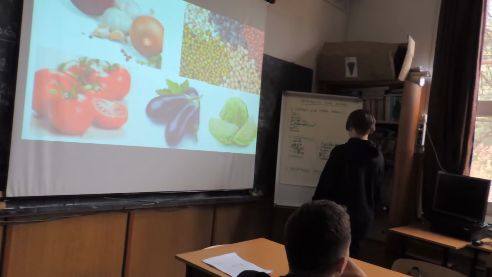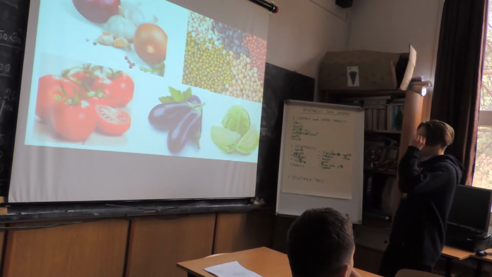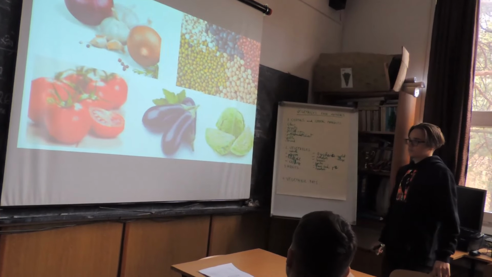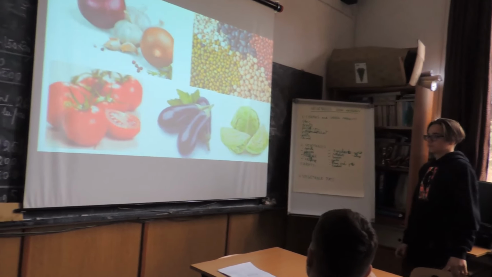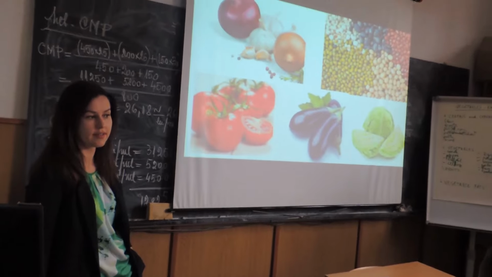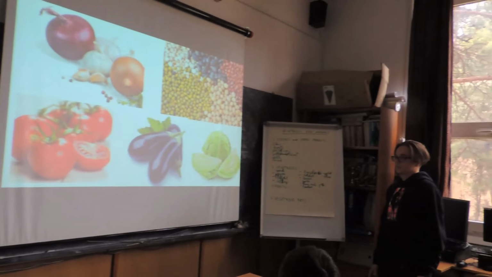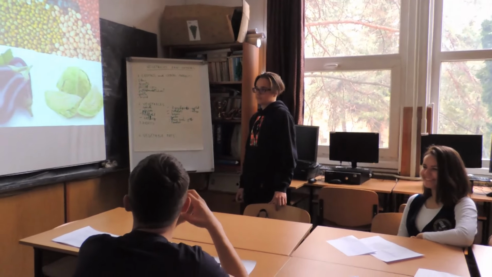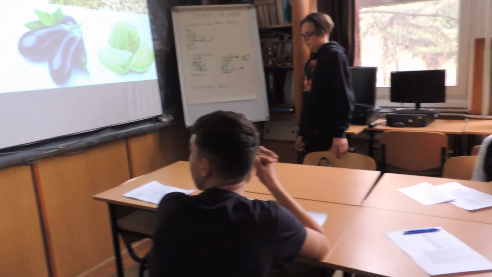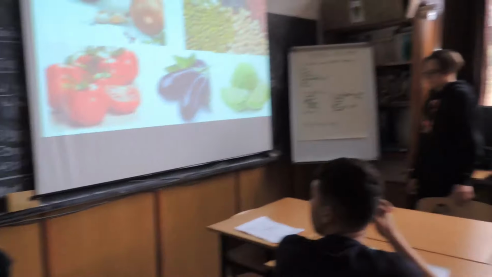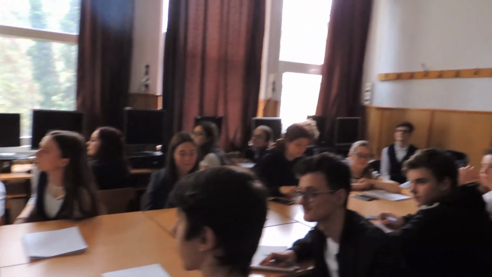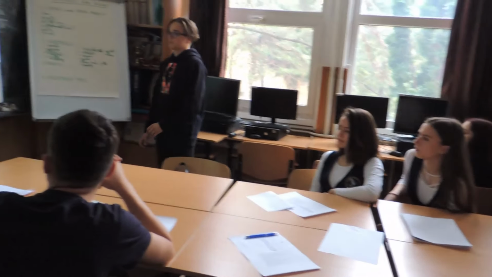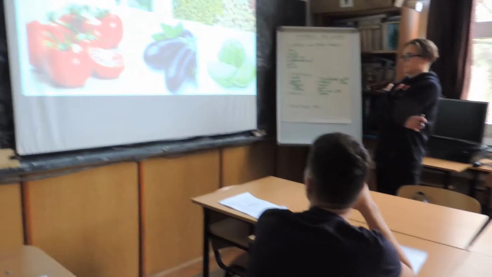A cruciferous vegetable. Do you know other vegetables in the same family as cabbage? Broccoli? Yes. How do you call it in English? Turnip. Okay, so cabbage, turnip, broccoli, Brussels sprouts, all the children's favorite.